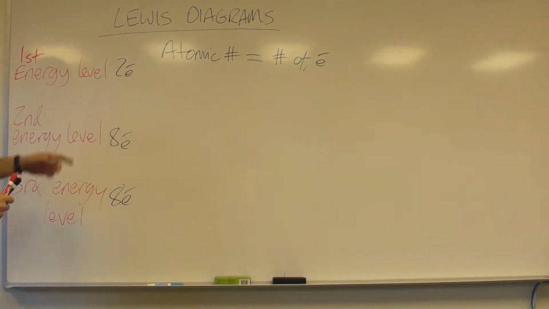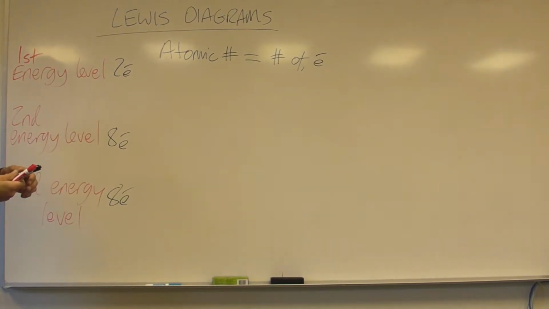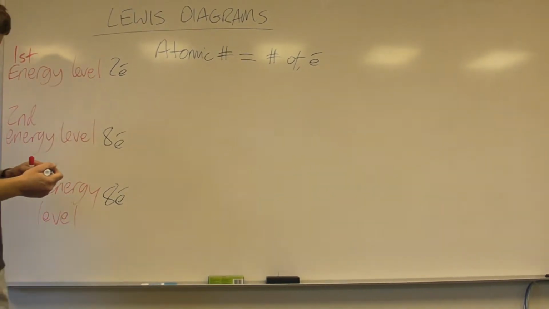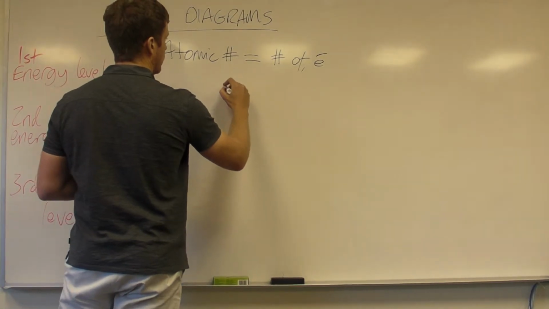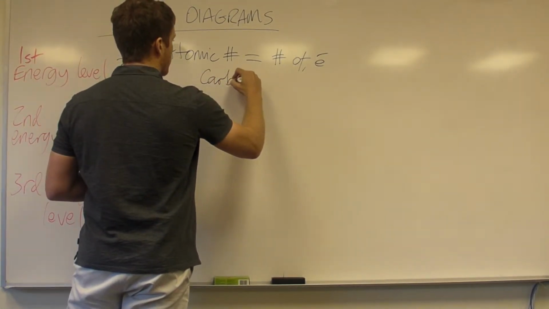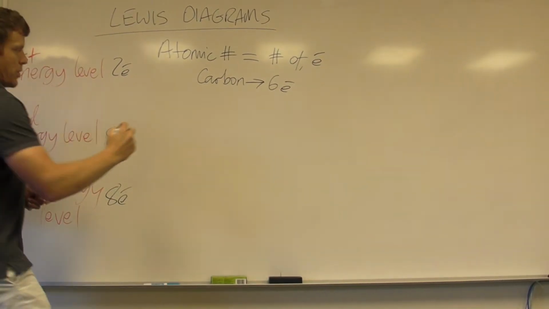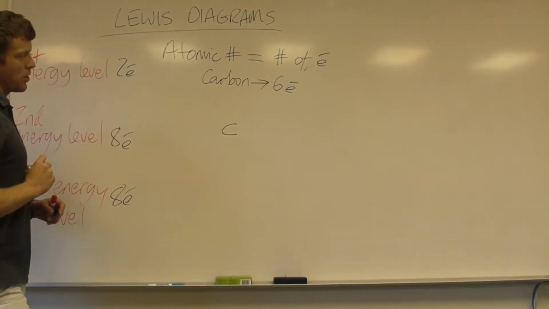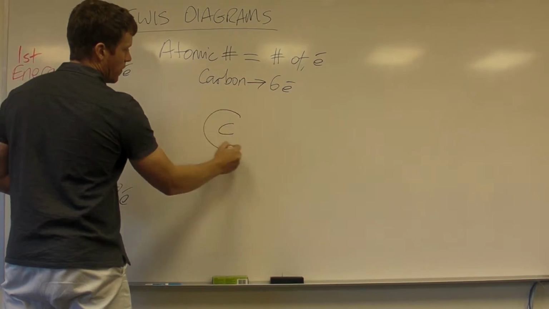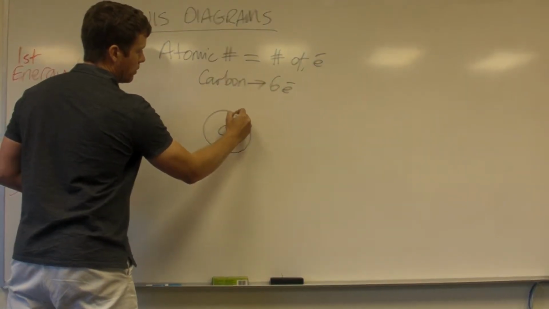Alright, so let's go to another energy level. Let's go to carbon. So carbon has 6 electrons. So we start the same way. C represents the nucleus. It's got 2 electrons in the first energy level.